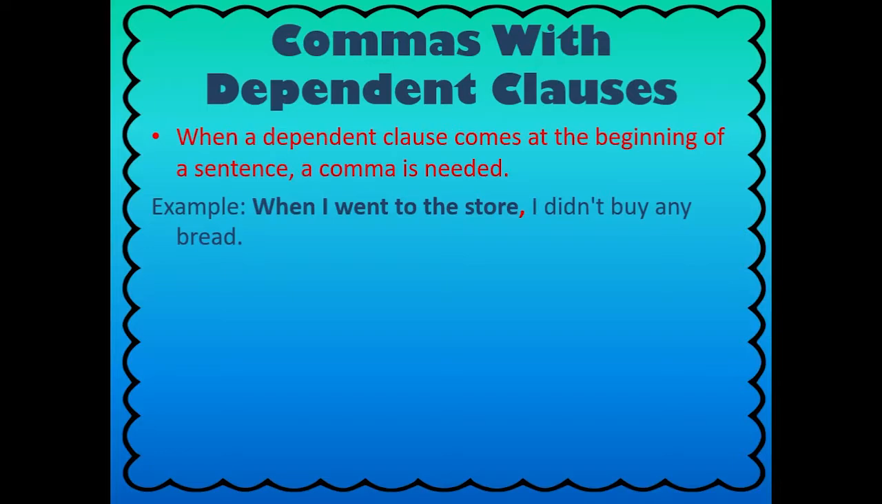I didn't buy any bread. So our dependent is relying on our independent clause here. So when I went to the store, comma, I didn't buy any bread. I didn't buy any bread could be its own complete sentence. So we need that comma there after the dependent to connect them together for it to make sense.